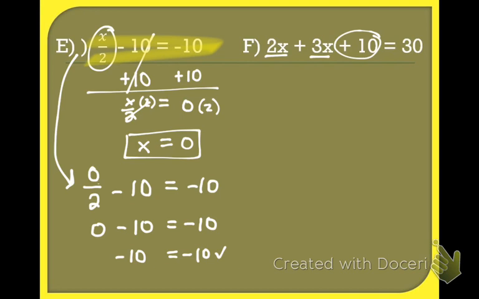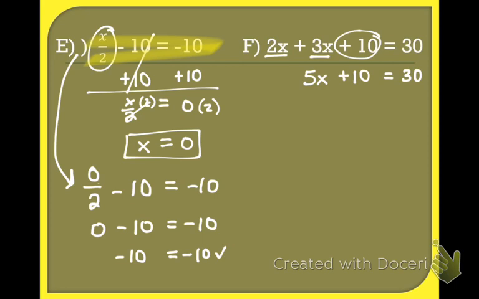So let's combine our like terms. 2x plus 3x is 5x, and bring down your plus 10 equals 30. Now it looks like a normal two-step equation. Always look at your notes at the beginning. It says add or subtract, then multiply or divide.